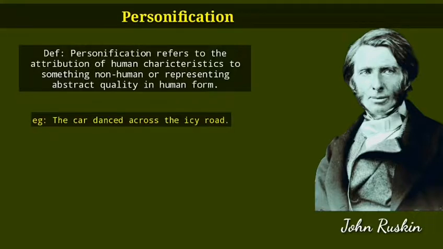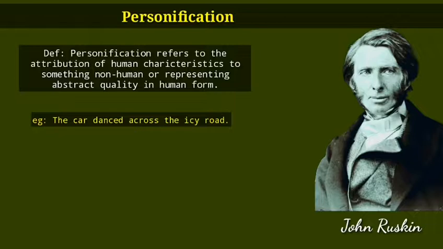The car danced across the icy road. Look at the example and let me ask you a question. Can a car dance across the icy road? No, not at all, because dancing is the quality of a human being. So here the quality of a human being is attributed to a non-human. That is why it is personification and not pathetic fallacy.